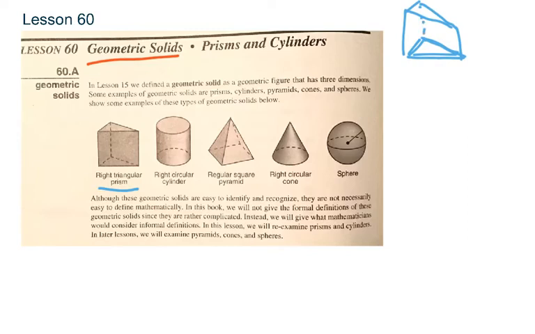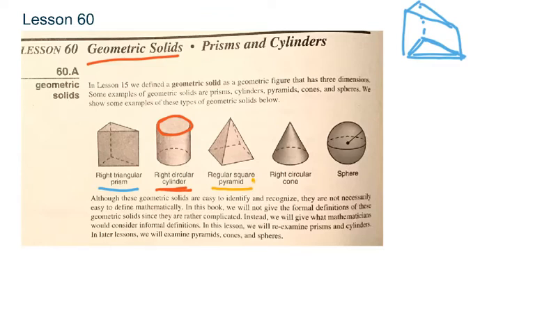So the next one is the right circular cylinder. The circle is the shape of the base footprint and the top, and then we call it a cylinder because it stretches down in a three-dimensional way. Then we have another one. This next one is the regular square pyramid.